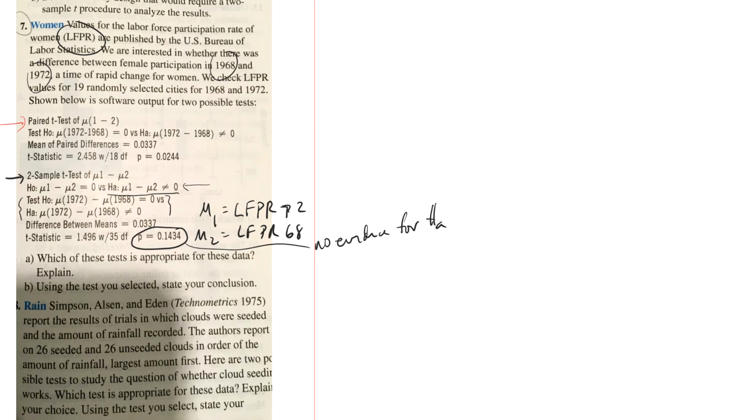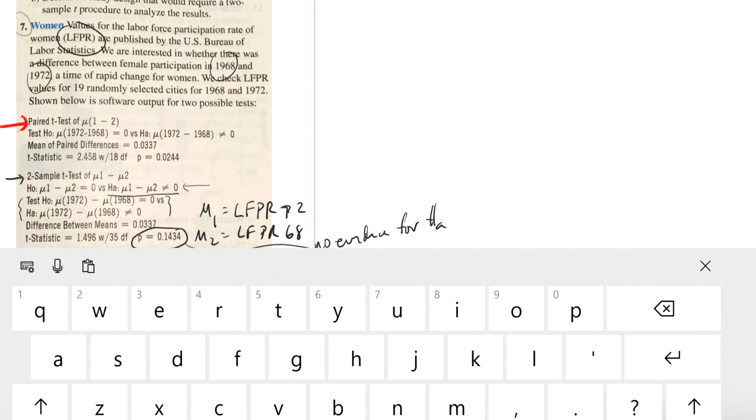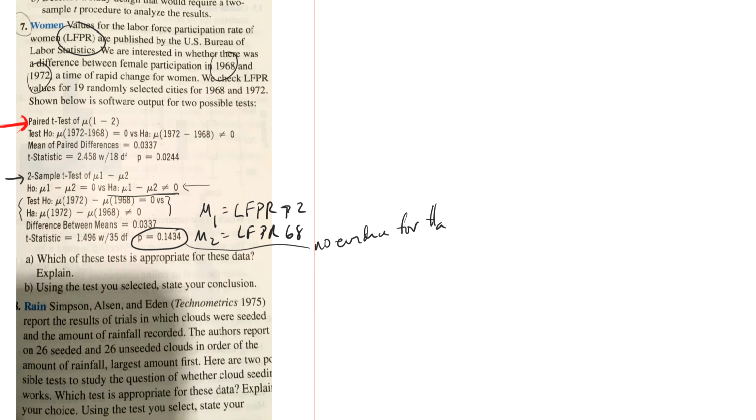Okay, so now we're going to do the paired t-test. This is mu1 minus mu2. I'm taking the average of the differences between the data versus it being equal to 0, meaning there's no difference, and the alternative is that the average of the differences is not 0. I get the mean difference, I get the t-statistic, and my p-value is 0.02.